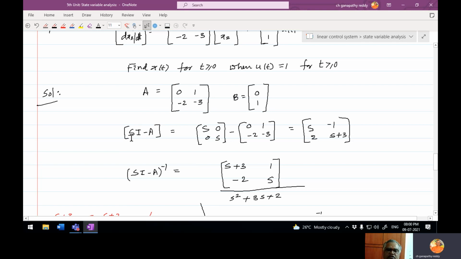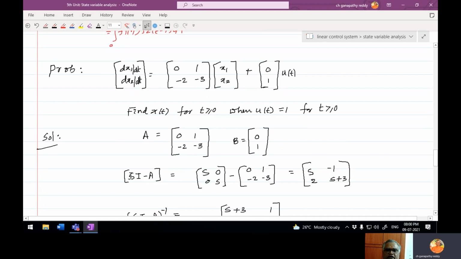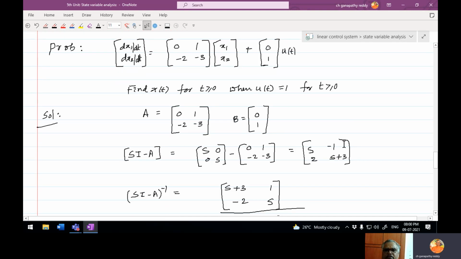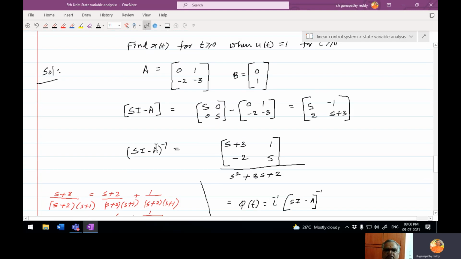First you have to start with sI minus A. Why sI minus A? Because we want this operation. So s is multiplied with the identity matrix, so s 0 0 s. This is sI. If you subtract A, you will get this. Then (sI minus A) inverse. How to find inverse? Adjoint A by determinant. So the determinant, by cross product, you will get s squared plus 3s plus 2.